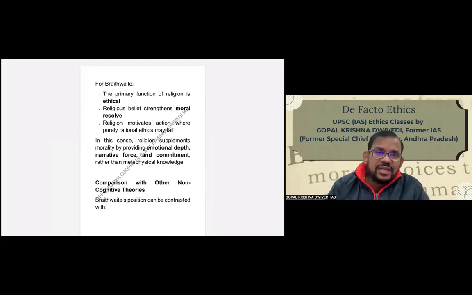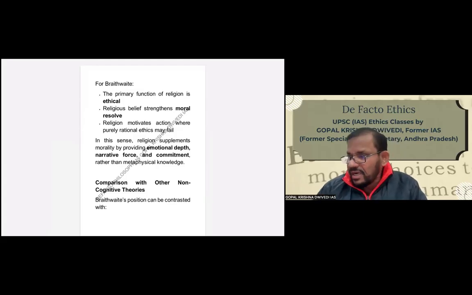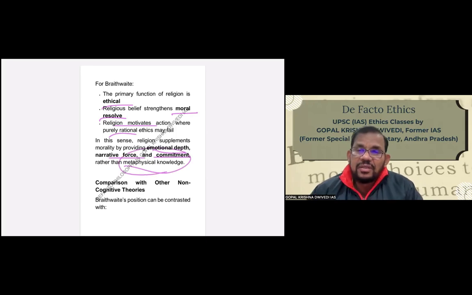So basically what he says is that the primary function of religion is ethical. Religious belief strengthens moral resolve. Religion motivates action where purely rational ethics may fail. Therefore, religion supplements morality by providing emotional depth, narrative force, and commitment, rather than any metaphysical knowledge of reality.